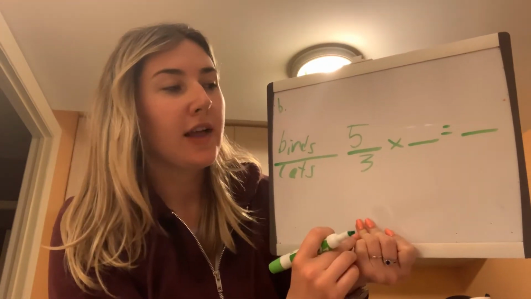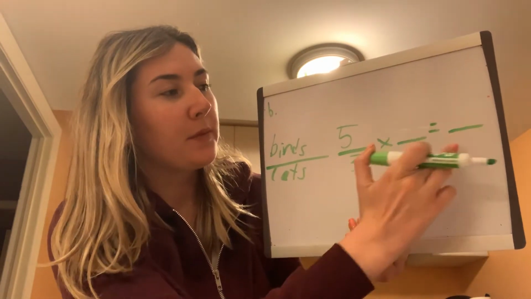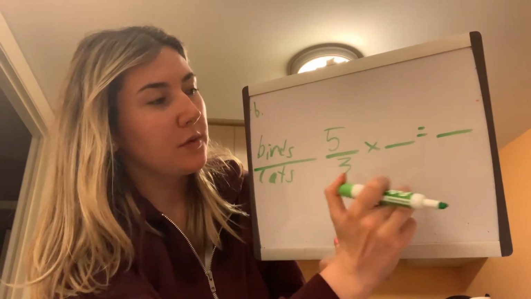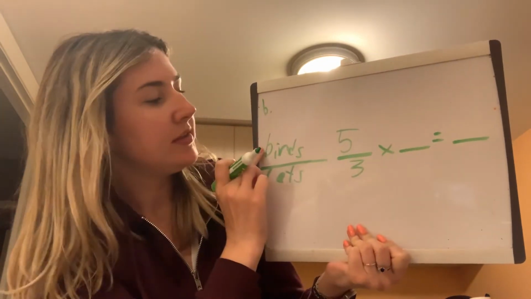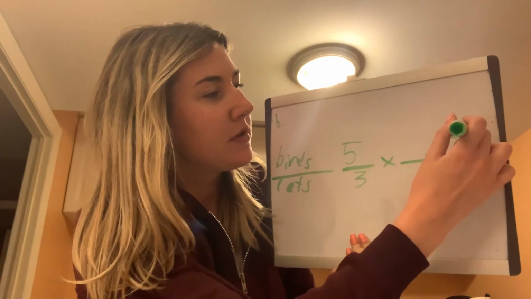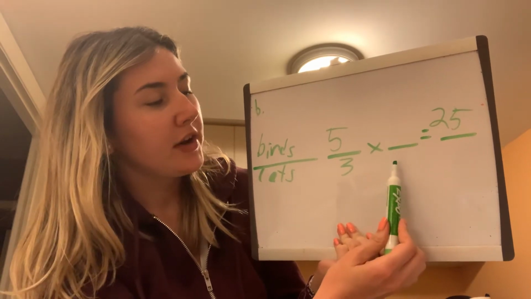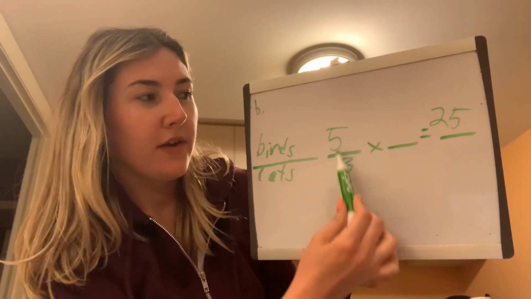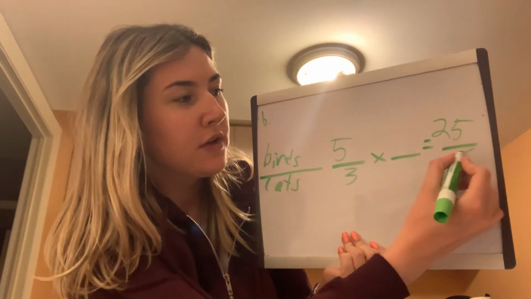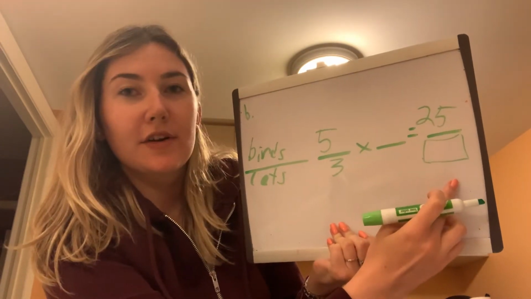Now the question is asking, how many cats are there if there are 25 birds? So let's fill in our last bit of information. If there's 25 birds, that will be what our ratio is equaling. And we make sure that it's on our top number, since that is the number that will be showing birds. So 25 will be our top number. And now we have to find out what fraction we are multiplying 5 over 3 by to get our final answer, so we can solve for our bottom number, which will be how many cats there are.